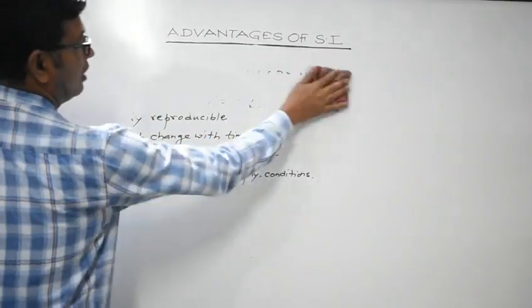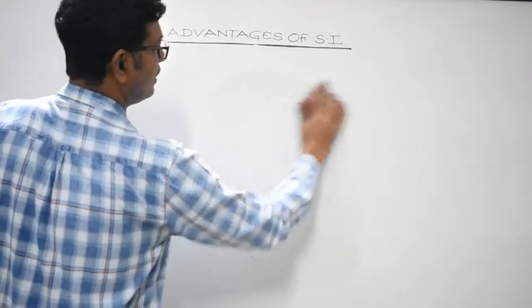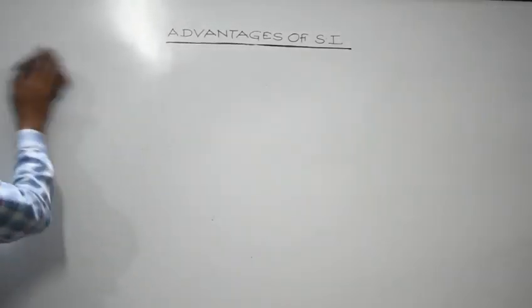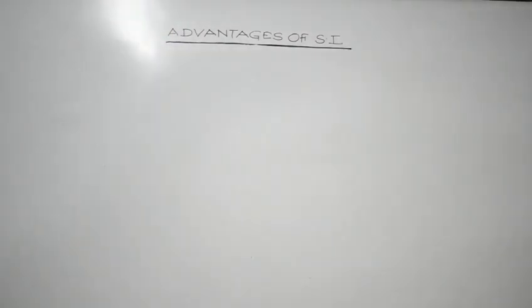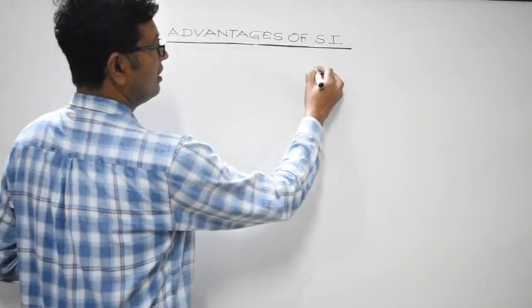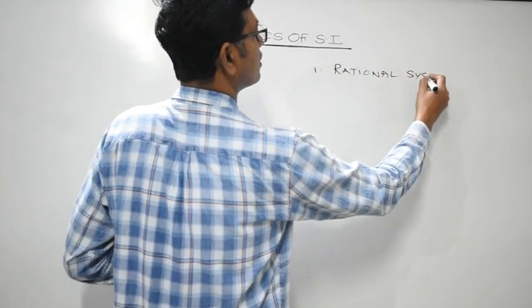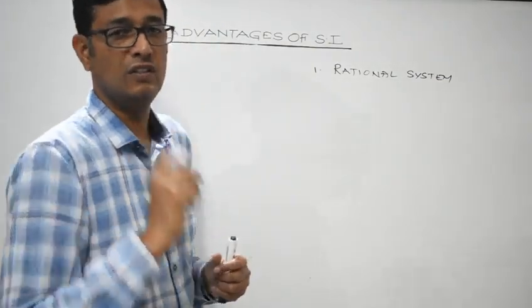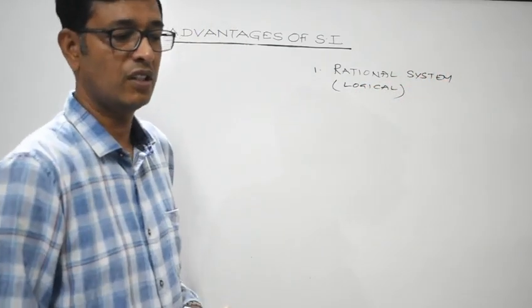So, advantages of SI. We have discussed various systems of units starting from CGS, FPS, MKS and lastly SI. So now we will discuss why we prefer the SI system. There are 4 advantages basically. We will discuss them one by one. The first important advantage of using the SI system is that it is a rational system of units. Now rational means logical. So it is basically a logical system of units.